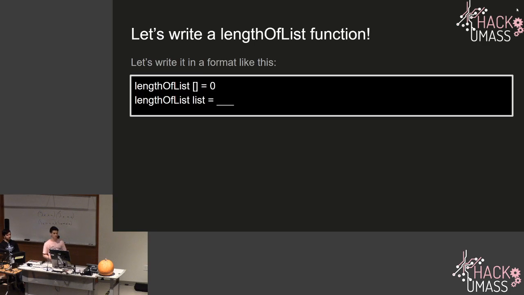What's the first blank rather? 1 plus length of list? Or list minus? You're close, you're close. So yeah, you're right. We were adding 1. The idea is we want to get the rest of the list, right? So how can we do that? You were right when you said tail. So it's 1 plus the length of the tail of the list. Any questions? Okay.